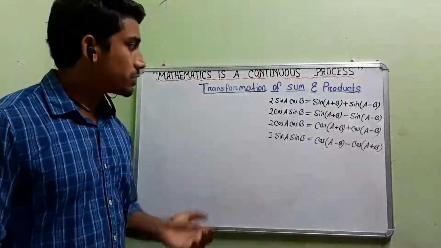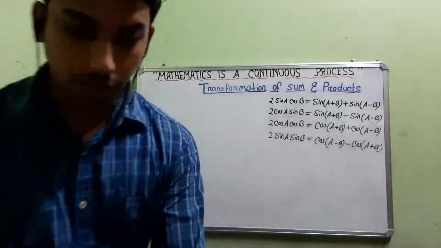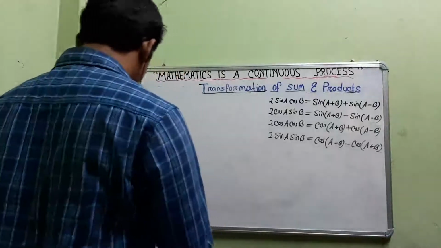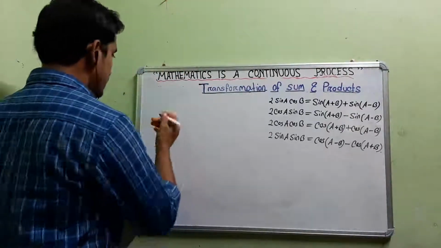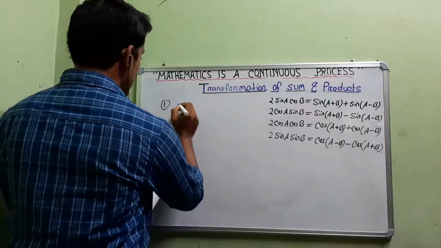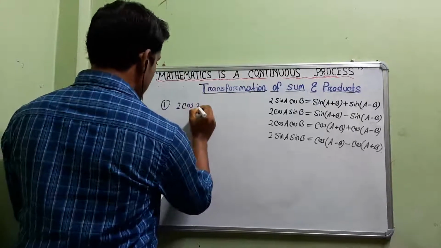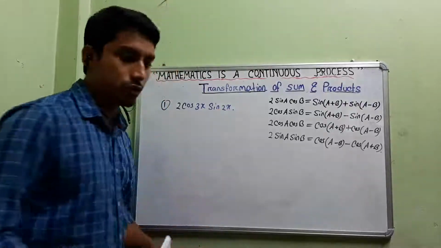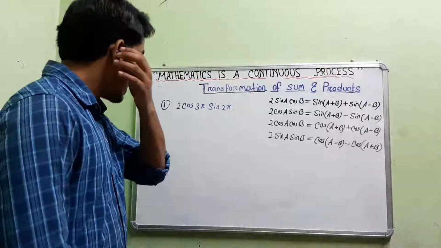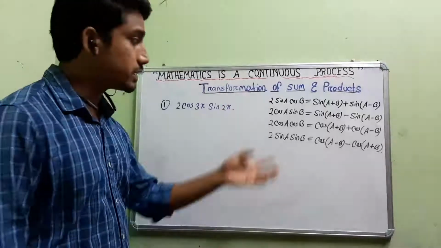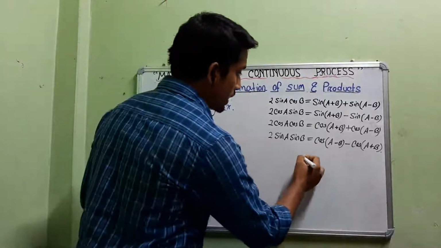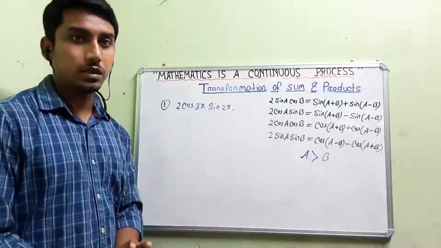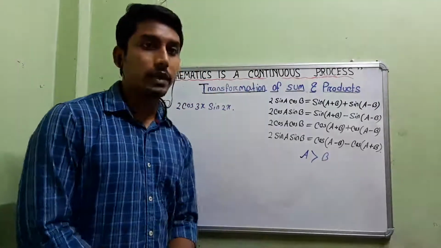So the first problem related to these formulas, one by one I am taking. The first problem is to find 2 cos 3x sin 2x. This is the first problem. Already I have told in discussing these formulas in my last video, here the angle A I have taken as greater than B. The angle A is greater than B. So this thing you are supposed to identify in the problems.